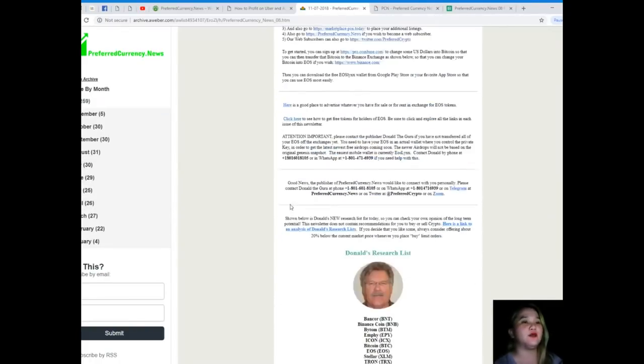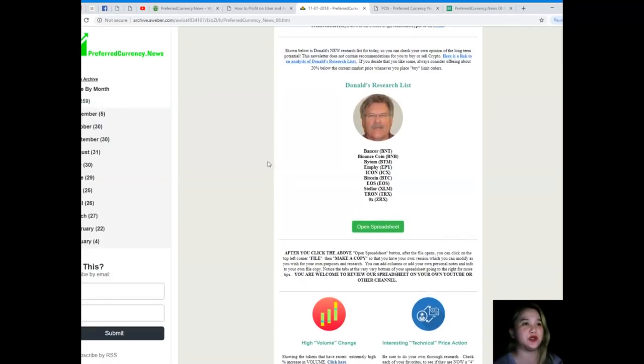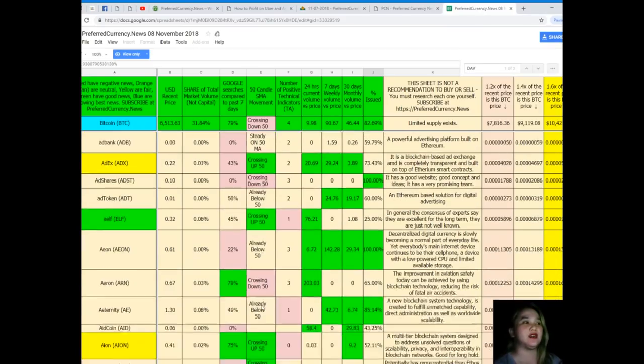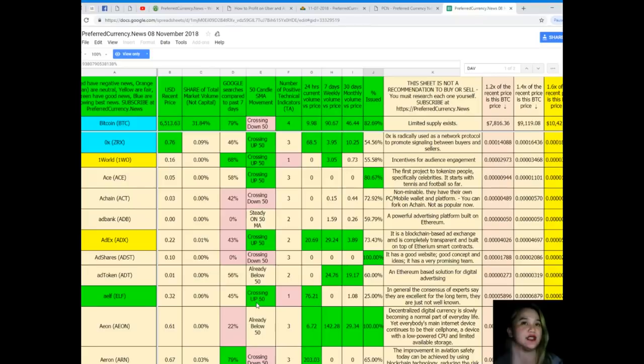All right. Now, the most important part of the newsletter is the Dauntless Research List. You will be happy if you have the Dauntless Research List, guys. Trust me. Because here, this is a spreadsheet. This is the Dauntless Research List, in which all the tokens and coins are here, arranged alphabetically so that you won't be confused. And the colors have meanings: red has negative news, orange or tan are neutral, yellow are fair, green has good news, blue are showing the best news. So when you subscribe, you can have a copy of this spreadsheet, Donald's research list.